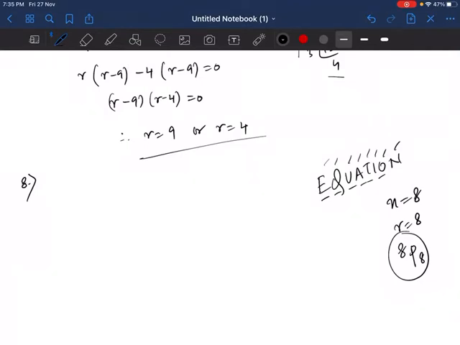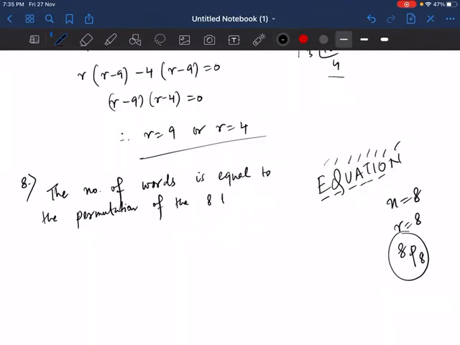So you have to write here, the number of words is equal to the permutation of the 8 letters of the word equation taken all at a time.